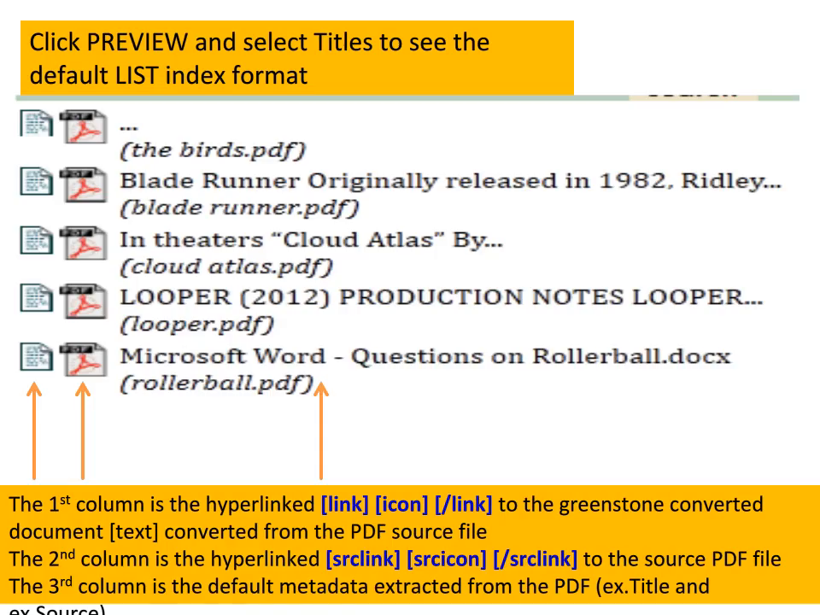Now if you click Preview and take a look at the titles index, we'll see the default format, which consists of 3 columns in a table. First column is the Greenstone converted document format, that HTML one we saw earlier. It has the default icon that when clicked goes to the document text level, which is by default the Greenstone converted document. The second column contains the source file icon, and this varies depending on your source file. In this case we have PDF files, so it's a PDF icon, and that is hyperlinked using source link to the source document. So when clicked it will display the original PDF. The third column contains the default metadata.